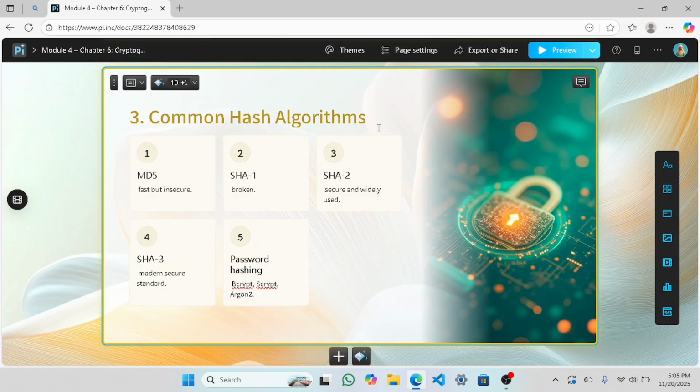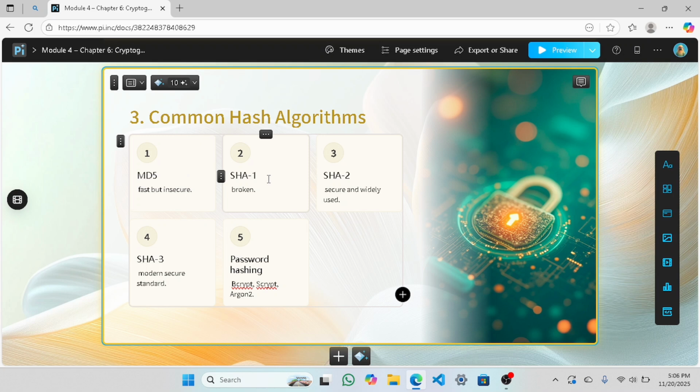Now moving towards the next, some common hash algorithms: MD5, SHA1, SHA2, SHA3, password hashing, and so on. So MD5, what are the properties of MD5? 128-bit output always. It's very fast, but it's not secure. Collisions are easy to generate. Use it for checksums, not security.